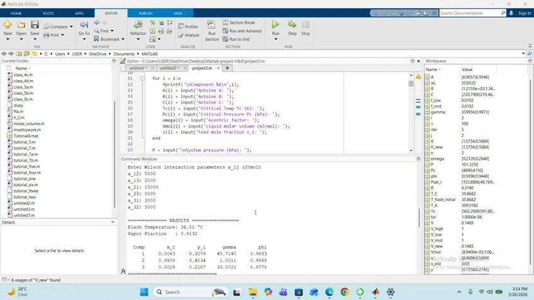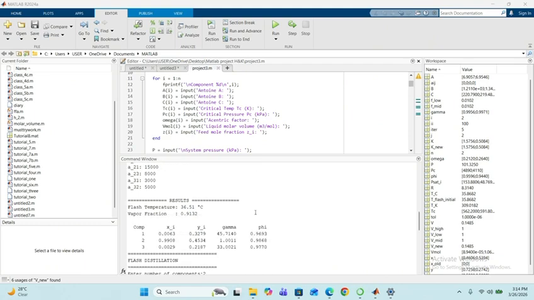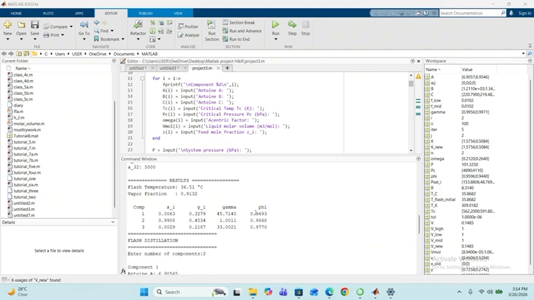After all required parameters have been entered, the code proceeds to calculate the flash temperature, vapor fraction, liquid phase mole fraction Xi, vapor phase mole fraction Yi, activity coefficient gamma, which quantifies the degree of non-ideality in the liquid phase, and fugacity coefficient phi. And this is how the model is run for non-ideal mixtures.